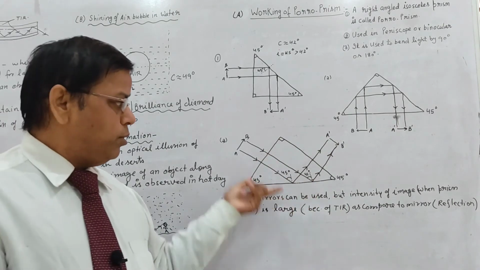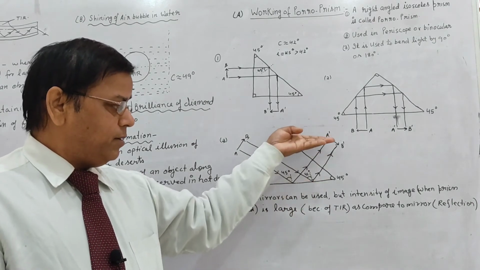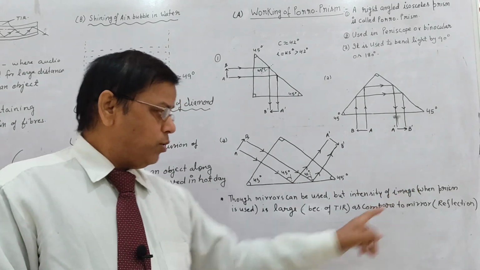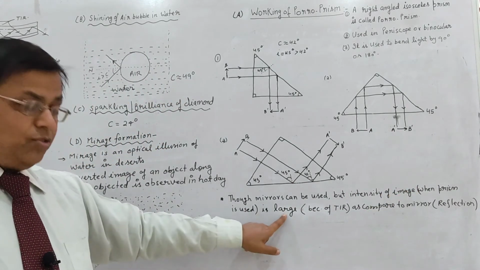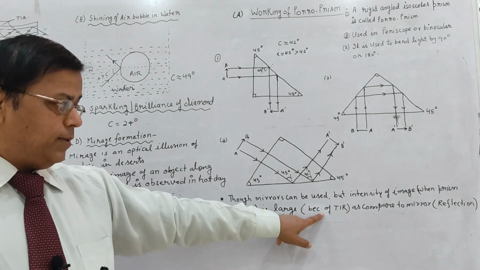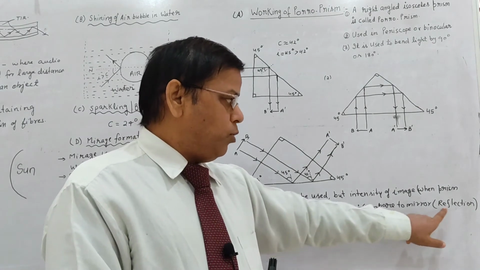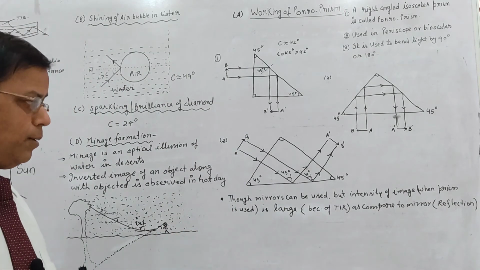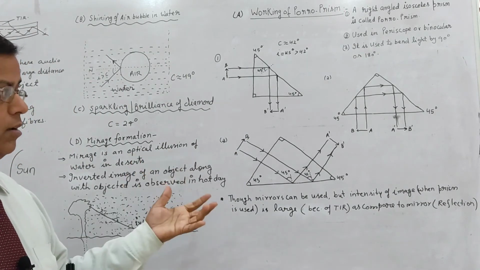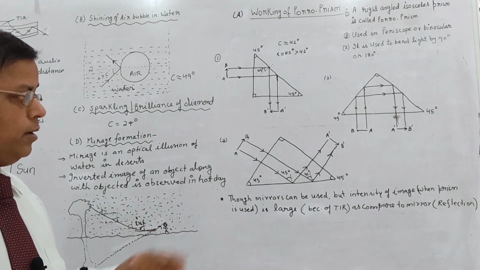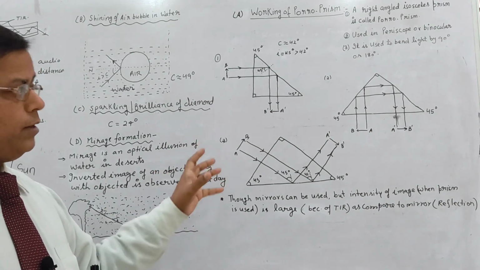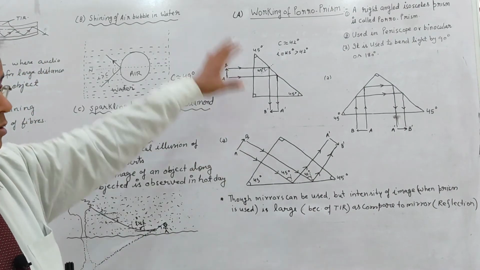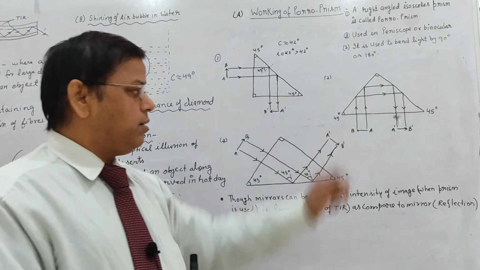A mirror can be used to reflect light, but the intensity of the image when a prism is used is larger because of total internal reflection, as compared to a mirror, because in a mirror simple reflection occurs and some energy is absorbed. In total internal reflection, no energy is absorbed. That's why in binoculars or periscopes, instead of a plain mirror, we use a prism. So that is one application of total internal reflection.